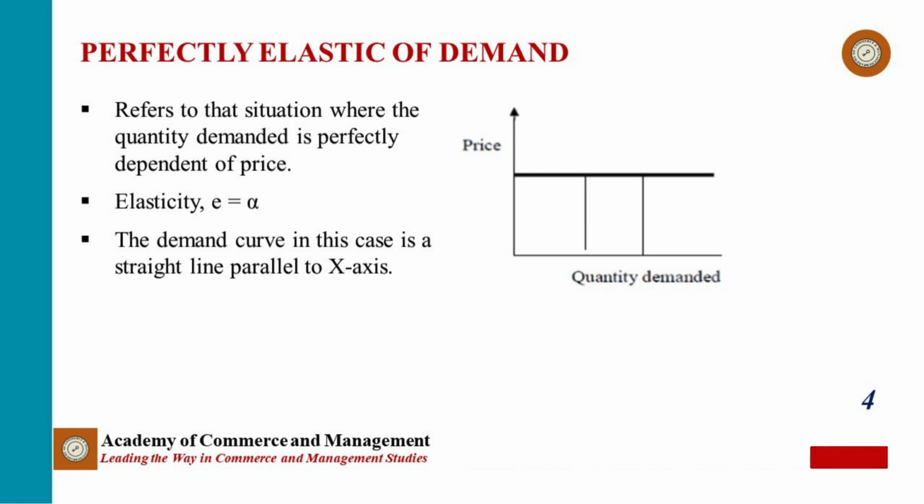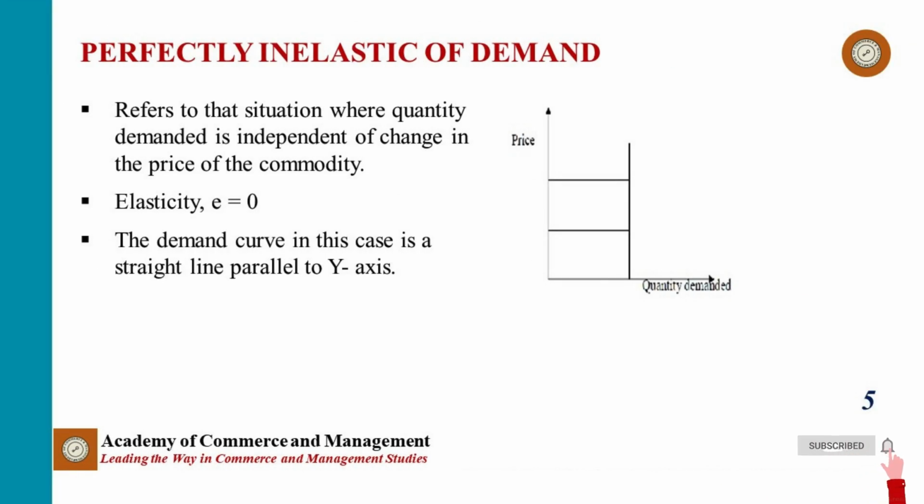The first one is perfect elastic demand. Perfect elastic demand for a commodity refers to that situation where the quantity demanded is perfectly dependent of price. Here, elasticity equals alpha or infinity. Hence, the demand curve in this case is a straight line parallel to x-axis. The second one is perfectly inelastic demand. It refers to that situation where quantity demanded is independent of change in the price of the commodity. Thus, the elasticity equals 0. And the demand curve in this case is a straight line parallel to y-axis.